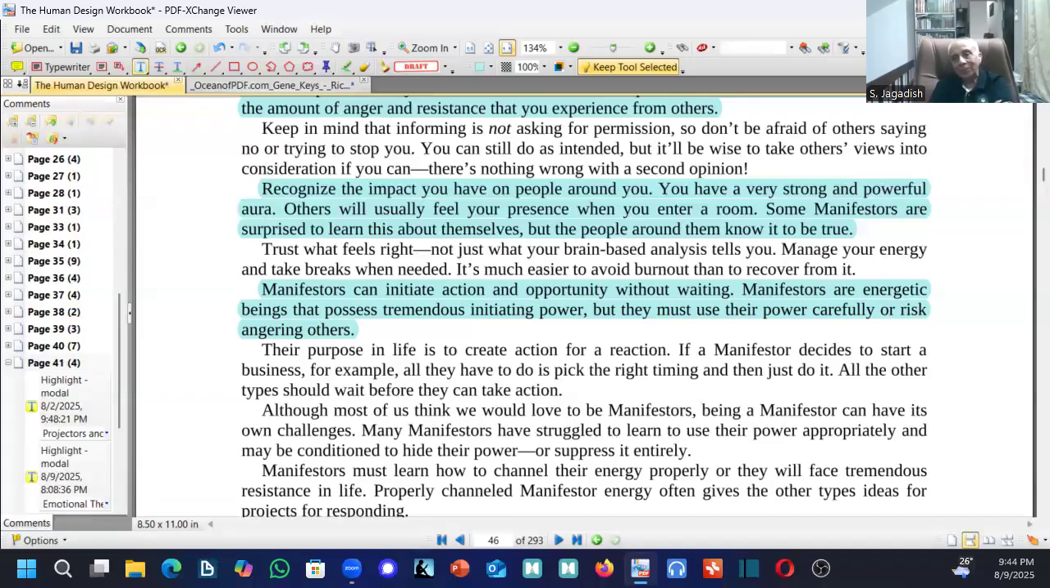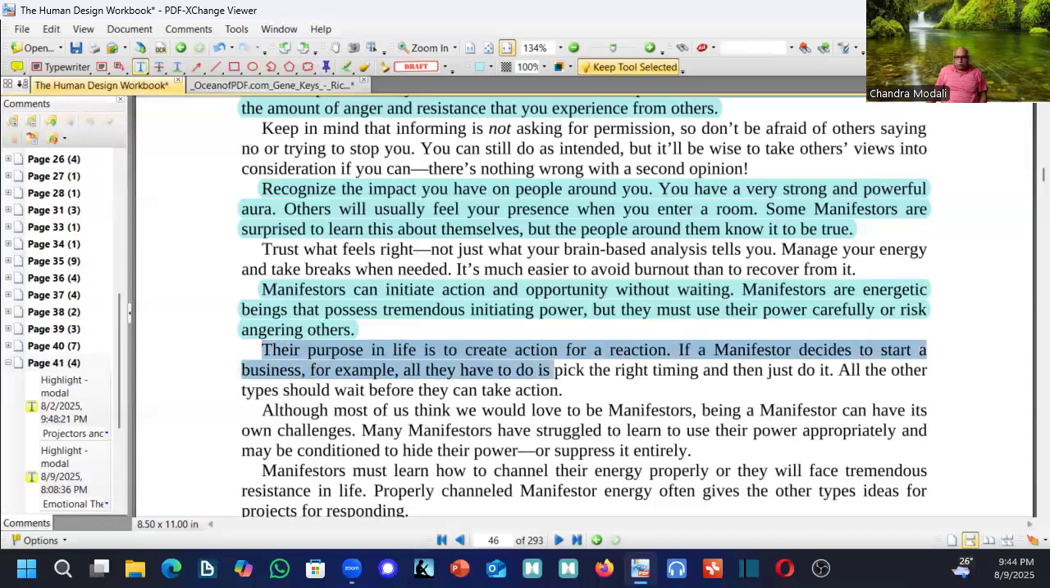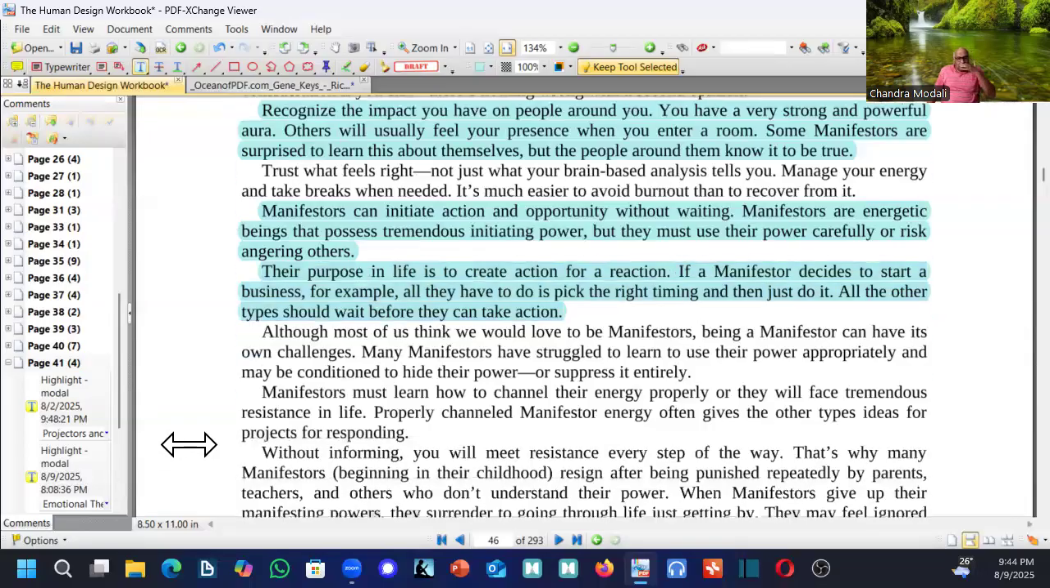Their purpose, that is the manifestor's purpose in life, is to create action for a reaction. If a manifestor decides to start a business, for example, all they have to do is pick up the right timing and then do it. All the other types should wait before they take action. So manifestors have that gift, right?